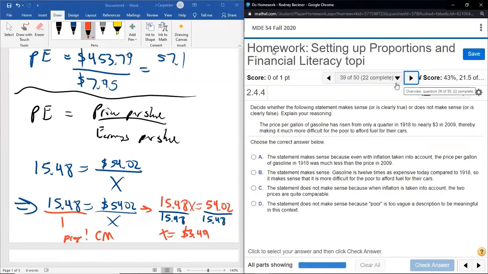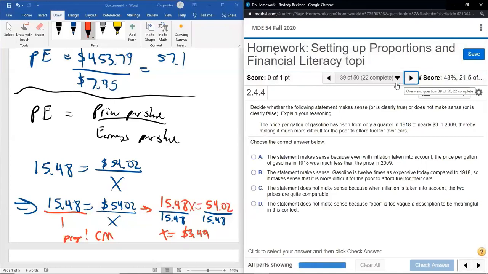Okay, so I do want to do the next two questions, even though I haven't fully completed talking about consumer price indexes, because I did start to talk about the concept of it. So decide whether the following statement makes sense or is clearly true, or does not make sense or is clearly false.